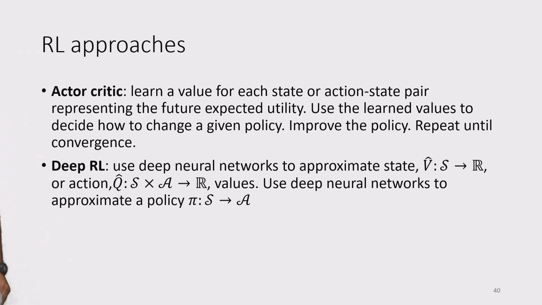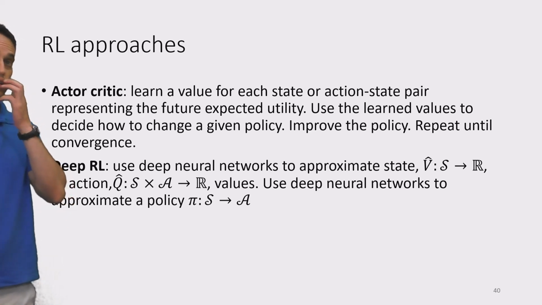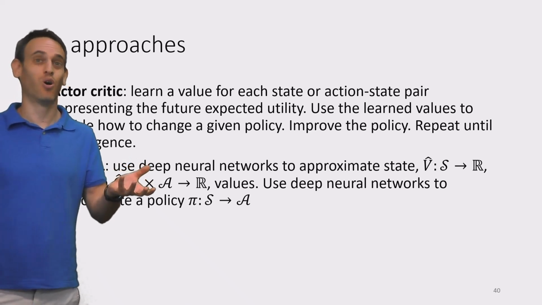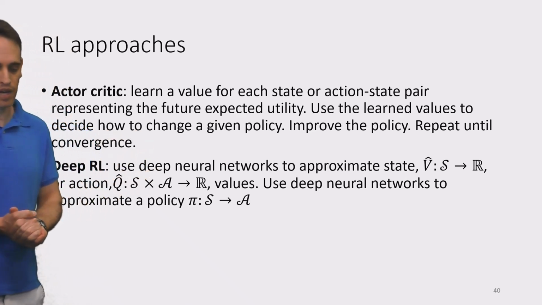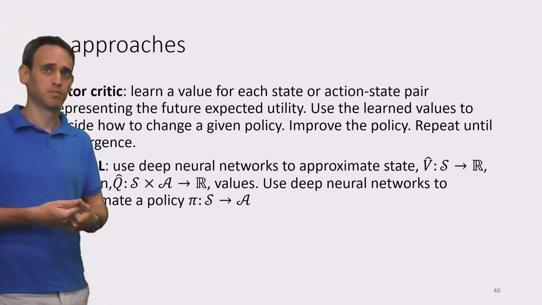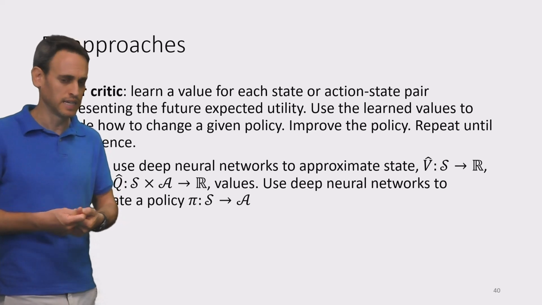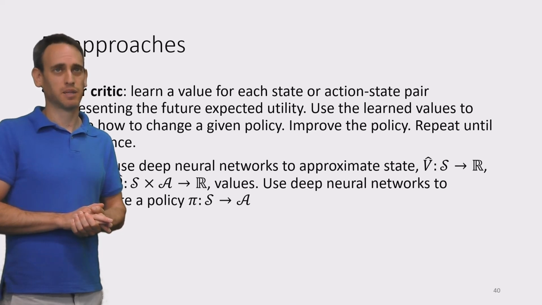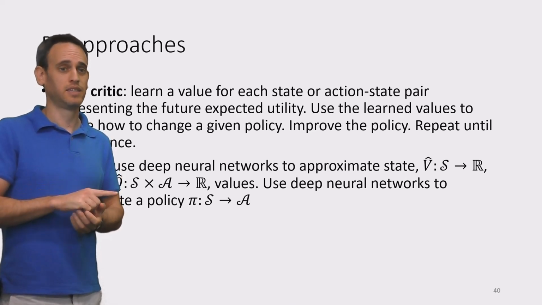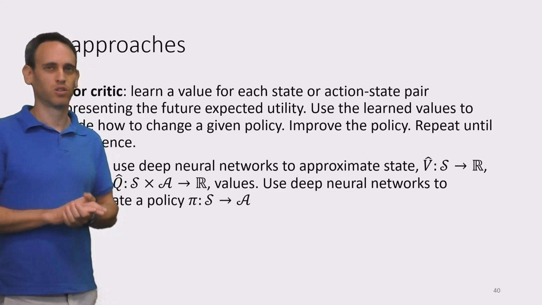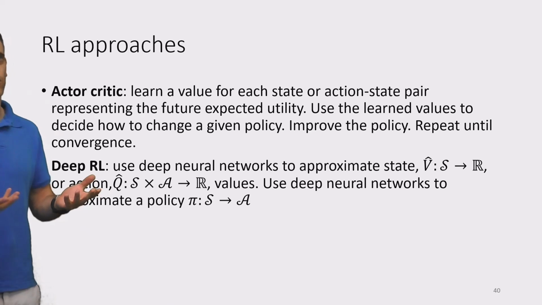In deep reinforcement learning, we use deep neural networks to approximate these, and also sometimes to approximate a policy. In actor-critic architectures we actually approximate both. The policy is, as before, a mapping from state to actions, or, I didn't include it here but we'll see it later, in many cases a mapping from state to a distribution over the action space. You can also look at it as a mapping between a state and action pair to a probability.